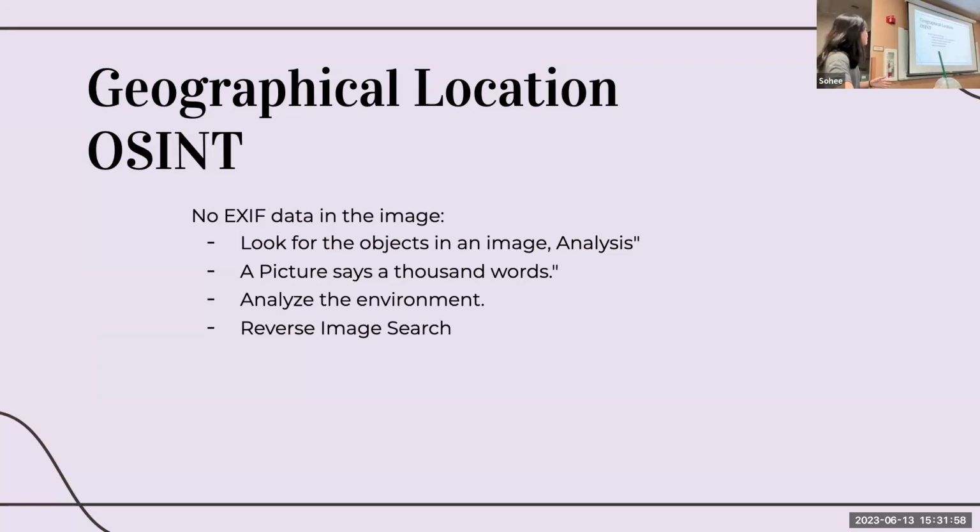Oh yeah, just talking about geographical location again: if you don't have metadata, you could just analyze the environment, look at the photo, and do a reverse image search. Maybe there's a really unique sign, and so you just do a reverse search on that, and it'll return where the sign was and the location of it. So things like that.